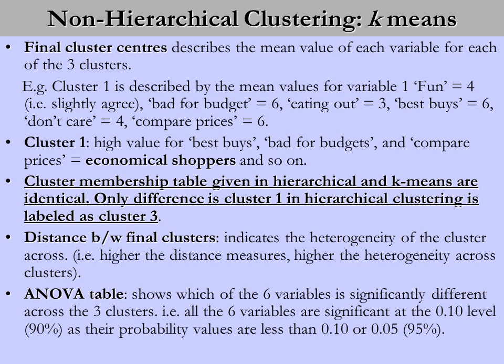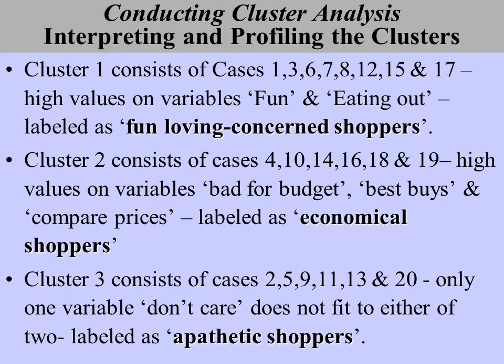Then there will be a table identifying the distance between the clusters. Higher the value, better is the heterogeneity between the clusters. The last table which you will see in your SPSS cluster solution in k-means will be the ANOVA table, which shows whether the 6 variables are significantly different across the 3 clusters at the significance level of 0.10 or probability value of 0.05. If it is, they are significantly different from each other. That is what we prove here.